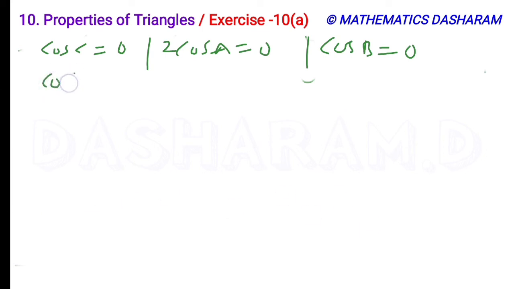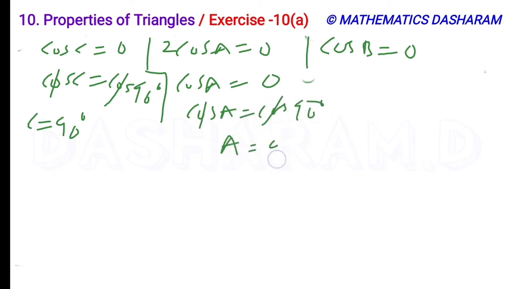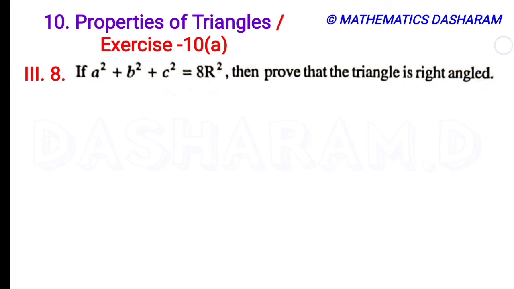So cos C equals 0 can be written as cos 90 degrees, so cos cancels, C equals 90. And here cos A by 2 equals 0, then cos A equals cos 90 degrees, so cos cancels, A equals 90 degrees. Next, similarly B also 90 degrees. So any one of the angles should be 90, so then definitely it is a right angle triangle.